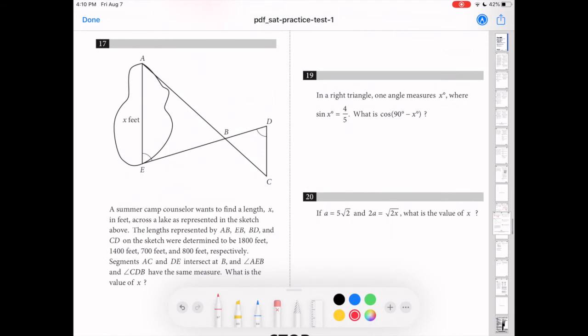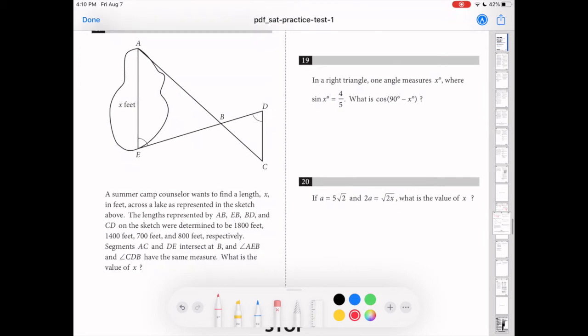17. Triangles and geometry. Anytime you're doing geometry, it's super important to label stuff and draw. So let's get labeling. Oh wait, no, timeout. Be aware there's a lot of reading on this section. So AB is 1800. EB is 1400. BD is 700. And CD is 800.